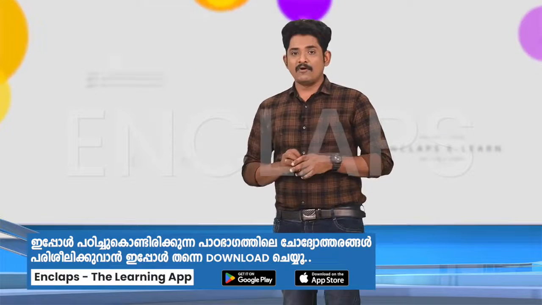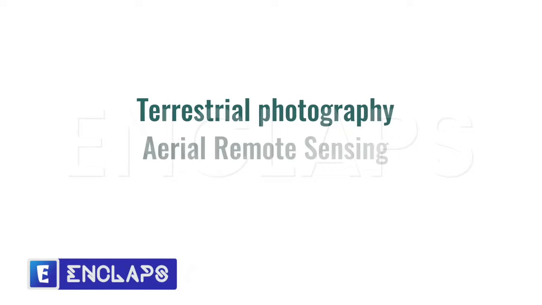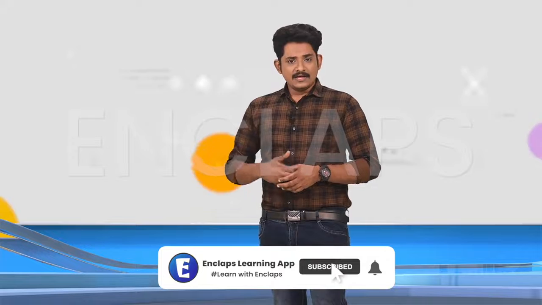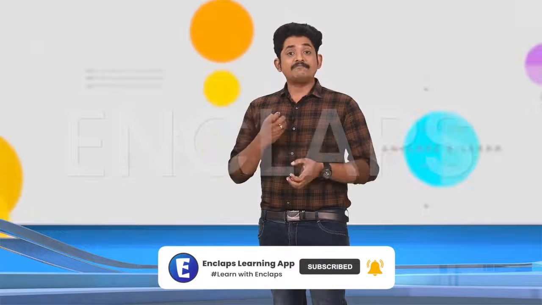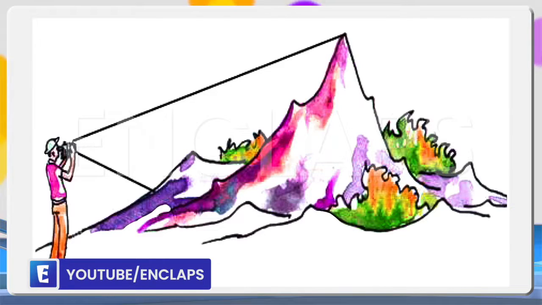Based on platform, remote sensing is classified into three. They are terrestrial photography, aerial remote sensing and satellite remote sensing. What is terrestrial photography? Terrestrial photography is the method of obtaining the Earth's topography using cameras from the ground or from higher elevations. Taking photographs of landscape during a picnic is a good example of terrestrial photography.